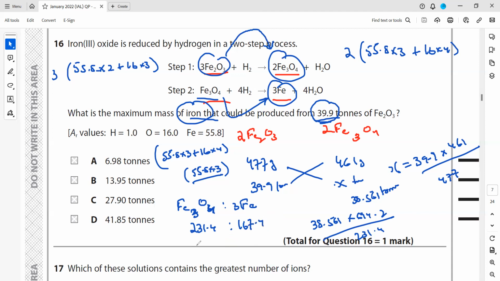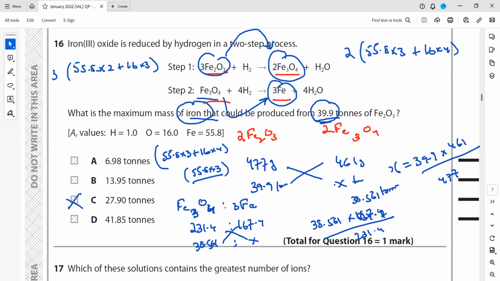So if this was 38.561, this will be x. Cross multiply. You get the answer. So 38.561 multiplied by 167.4 and divided by 231.4. What's the answer? 27.89. So it matches with 27.9. So C should be the right answer.